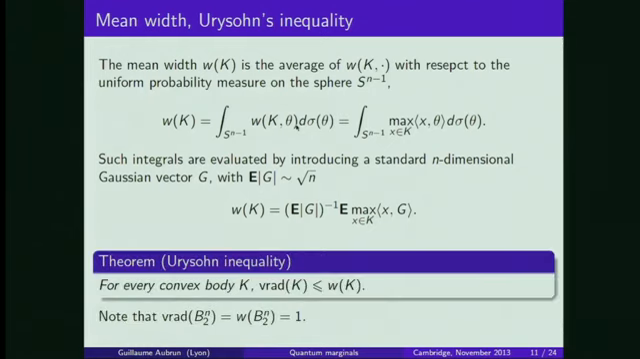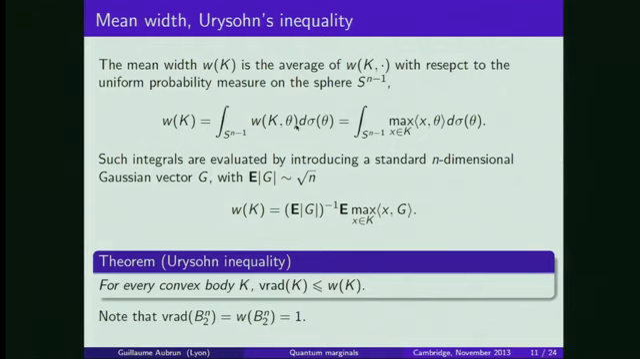Now there is a strong connection between volume radius and mean width, namely a simple inequality called Urysohn's inequality, which says that for any convex body K, the volume radius is bounded from above by the mean width.